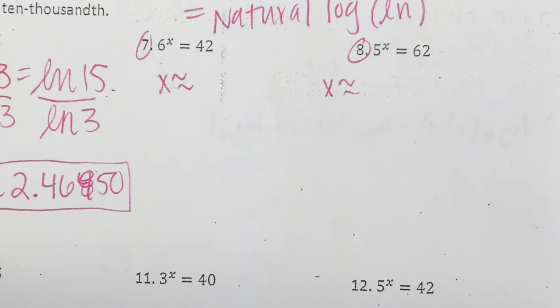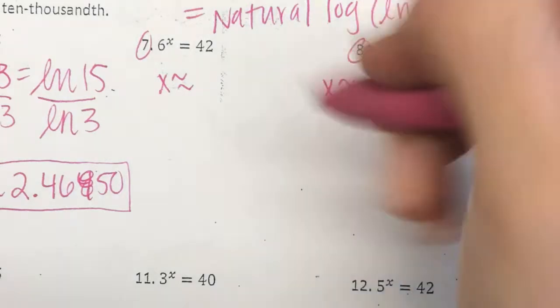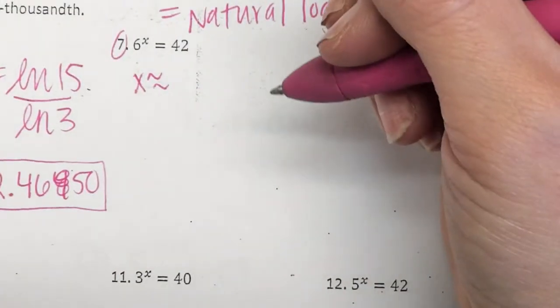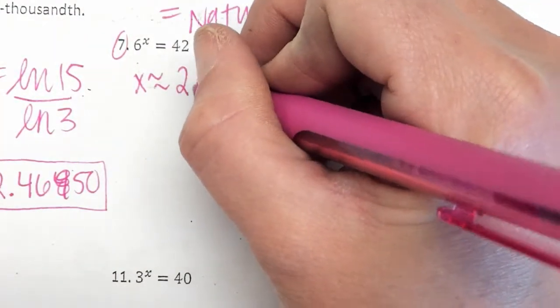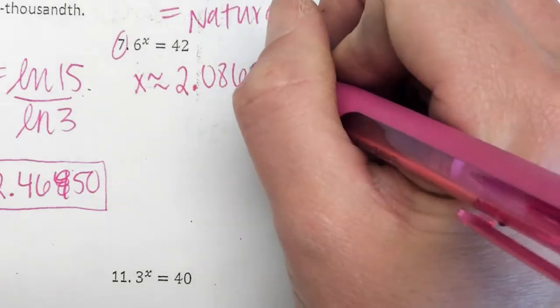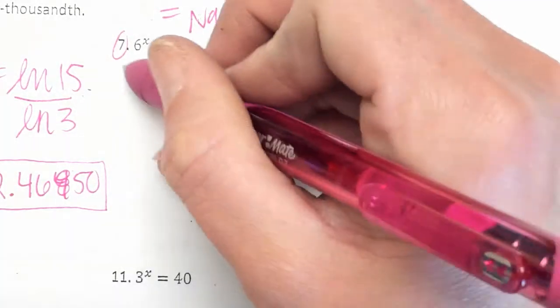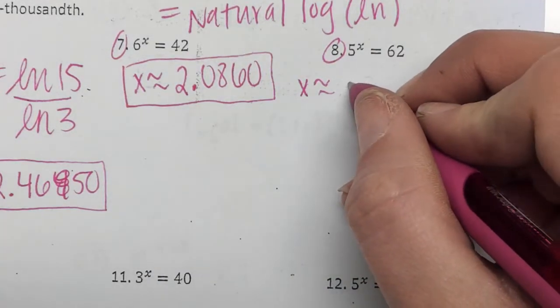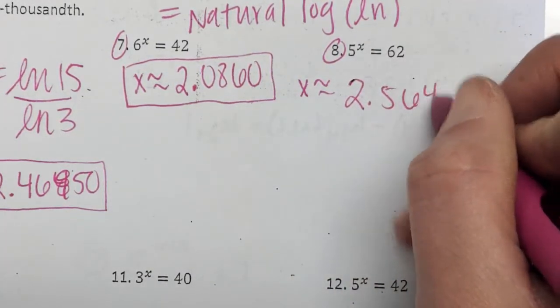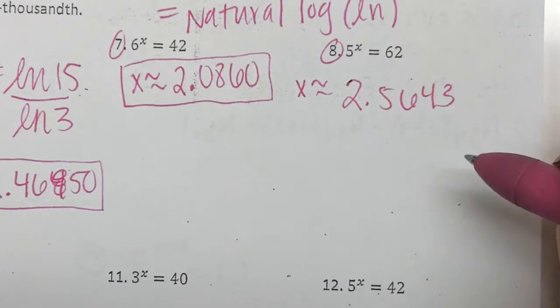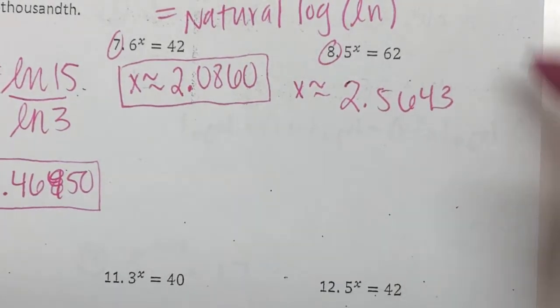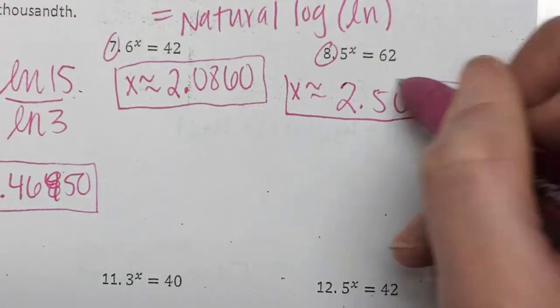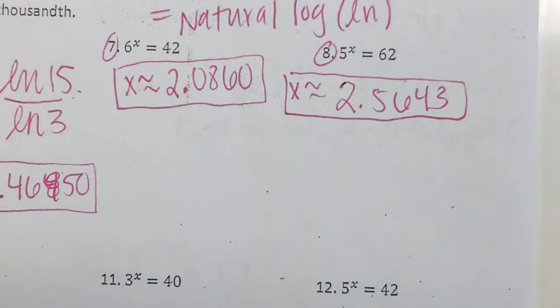Everybody done with those two? Alright. Simon, what'd you get for number 7? X equals 2.0860. Everybody agree? Okay. Nicole, what'd you get for number 8? I got x equals 2.5643. Everybody agree? Easy enough? Okay, so why did we use ln again? No common base. Very good.